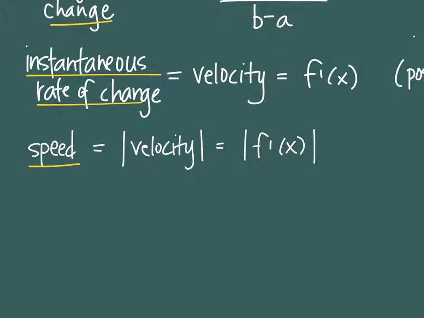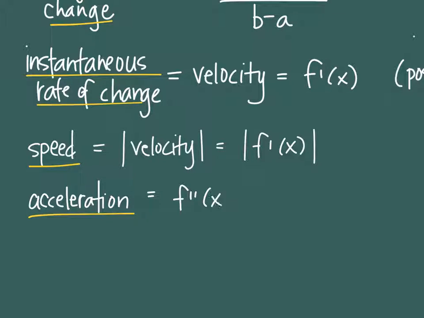All right, then you've got acceleration. Acceleration, defined in physics, is the second derivative. There are some accelerations that you should have memorized. For example, the acceleration due to gravity. You should know that number. It's negative 9.8 or negative 32.